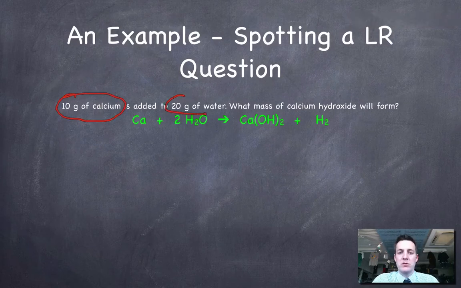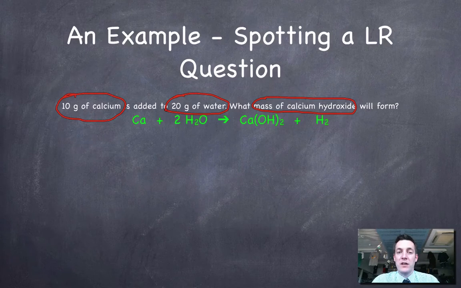The mass of water is given to me as well, and I'm asked to find the mass of calcium hydroxide. So, in other words, warning signs for a limiting reagent question: you're given the mass of 2 different things and asked to find the mass of another, rather than the mass of just one thing and find the mass of another. Okay, so let's have a look here.